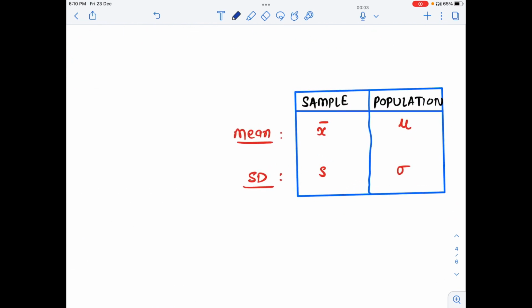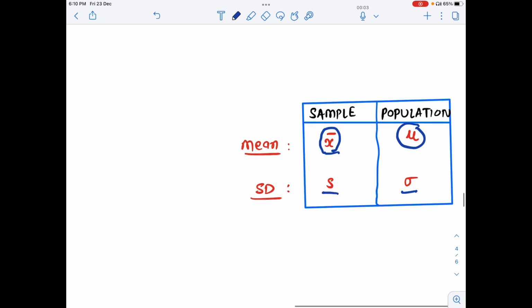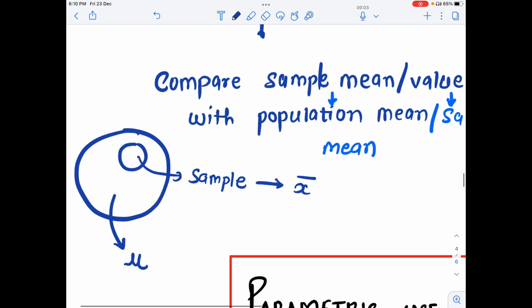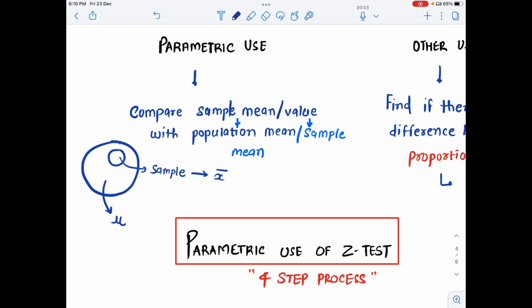There is a sample, there is a population. For the sample, we use x bar as a notation, and for the population, we use mu as a notation. And for standard deviation, we have s for the sample and sigma for the population. So coming back to this example, if there was a study to compare a sample mean with that of a population mean, then also we can use the z-test. As well, within this small sample, there will be multiple values, and if we have to compare one value with the entire sample mean, then also we can use the z-test. Okay.